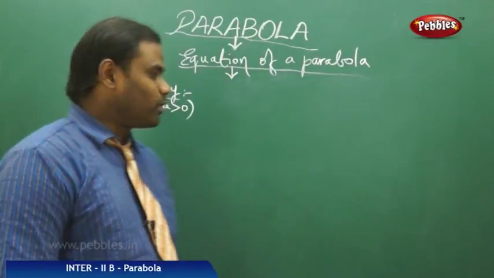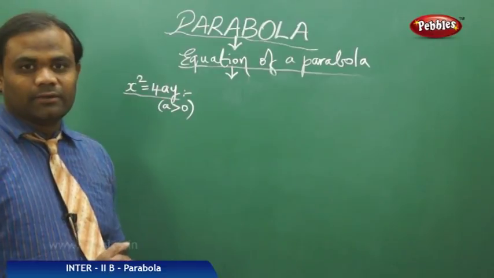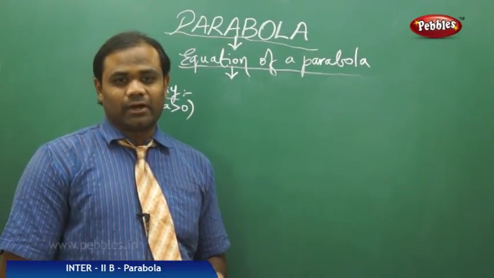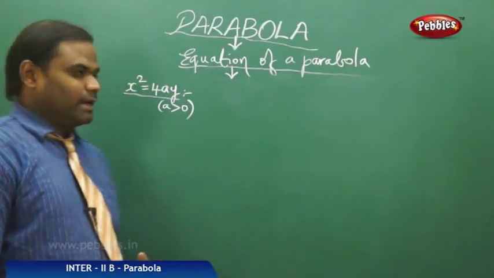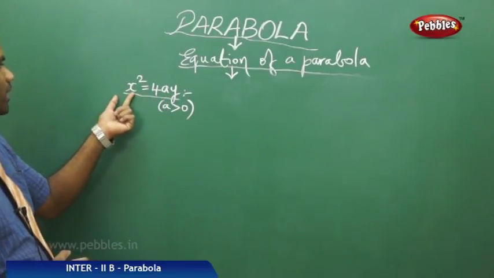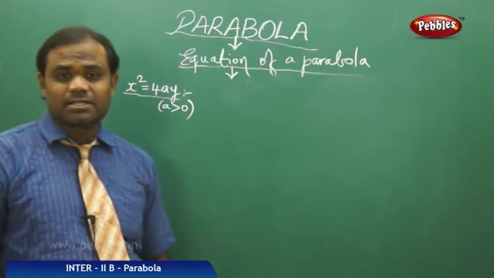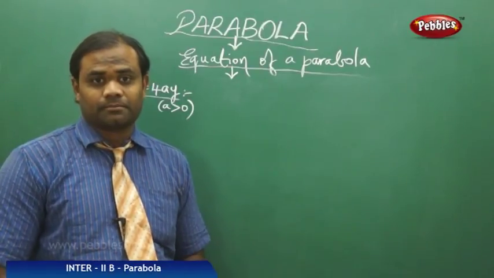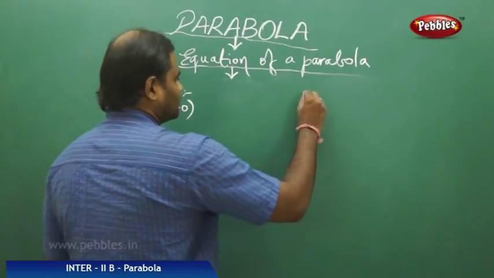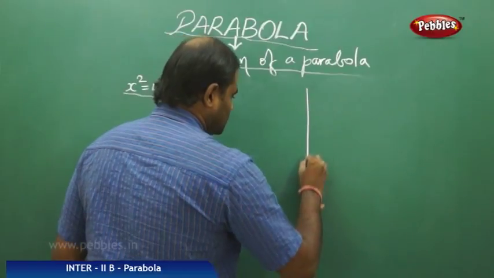So as we see the equation x squared equal to 4ay, we clearly understand that x and y are swapped. So in place of x, I have y, and in place of y, I have x. That means the x and y coordinates are interchanged. So in this case, the parabola shifts to the y-axis.